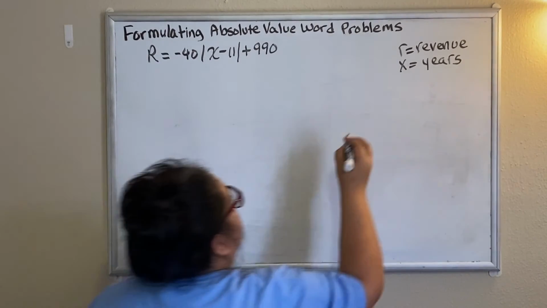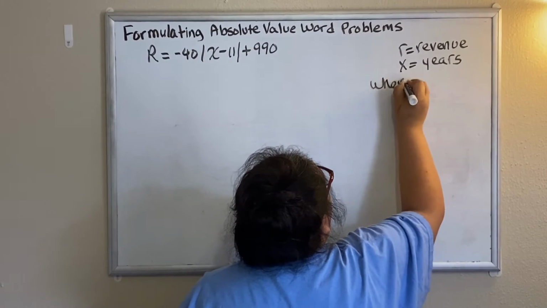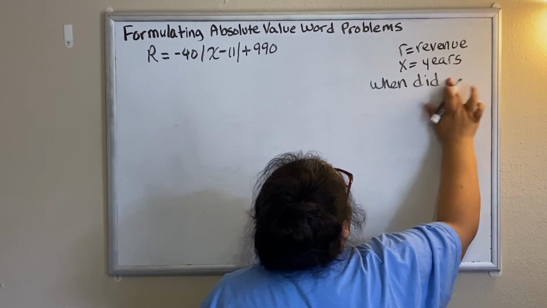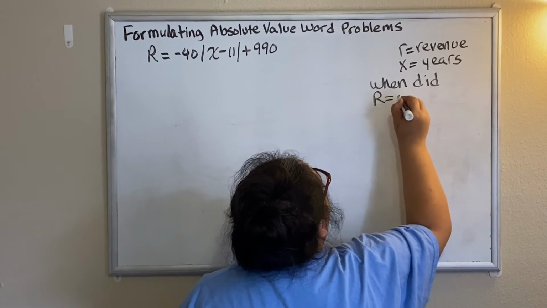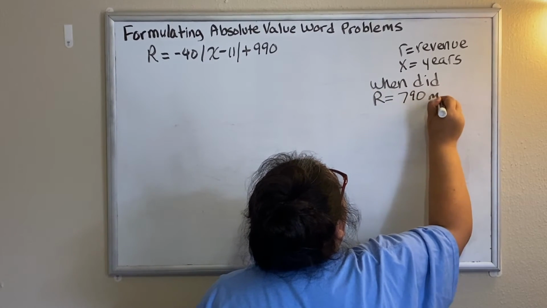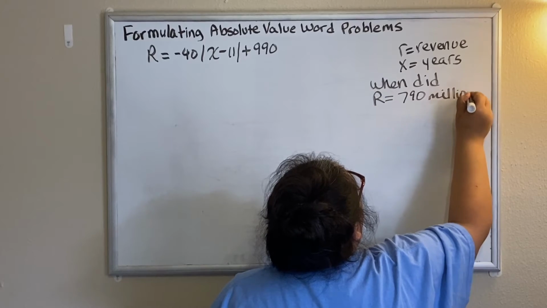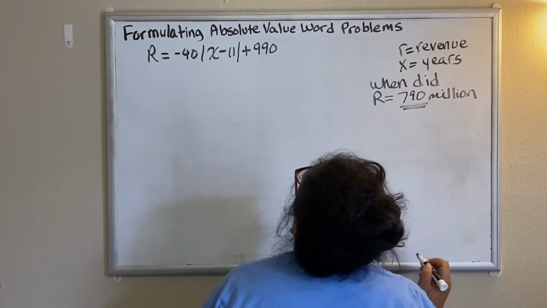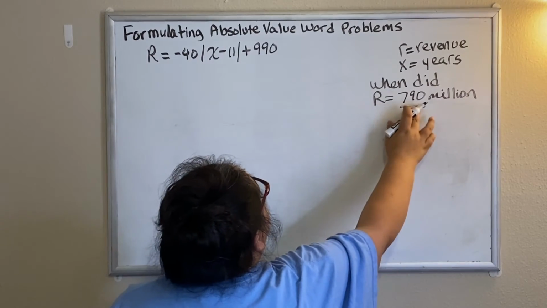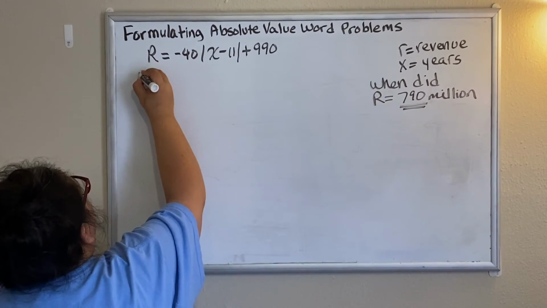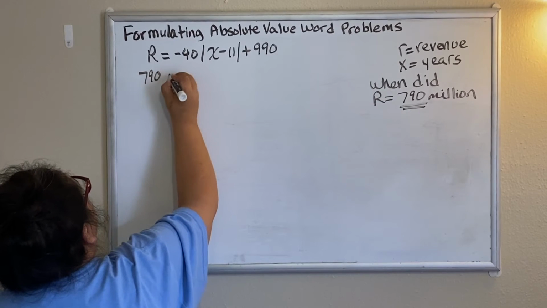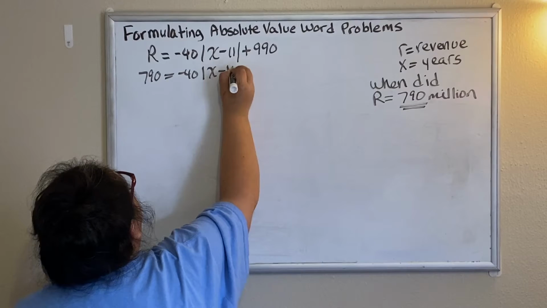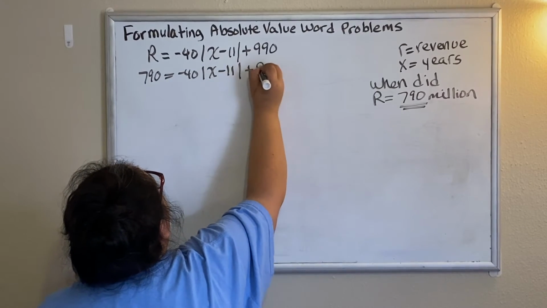So when did R equal 790 million? Now we know R is in millions of dollars, so we only need the 790. So we can substitute 790 in for R. So if we plug that in, 790 equals negative 40 times the absolute value of X minus 11 plus 990.